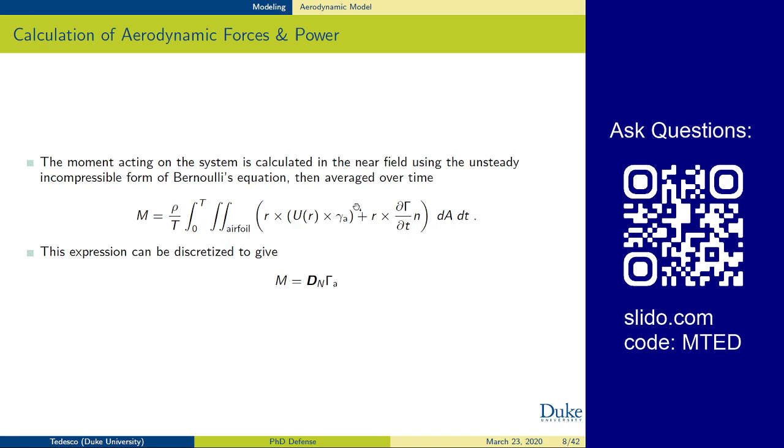Once again, this is in continuous form. We can discretize this and write it as a matrix D times a vector gamma A, which is those red rectangles that we saw earlier that model the airfoil.